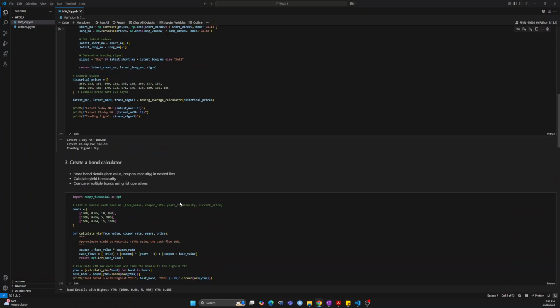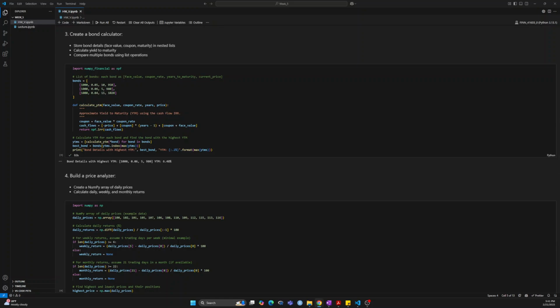All right, and then moving on, we needed to create a bond calculator that stores bond details, face values, coupon, and maturity in nested lists, calculates yield to maturity, and compares multiple bonds using list operations. So the third program calculates the YTM, which helps determine the yield to maturity for bonds. YTM is the total return an investor can expect to earn if they hold a bond until maturity. This function takes a bond's face value, coupon rate, number of years to maturity, and the current price as input and computes the yield to maturity using NumPy Financial.